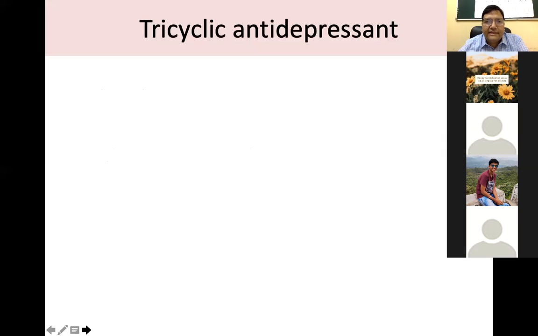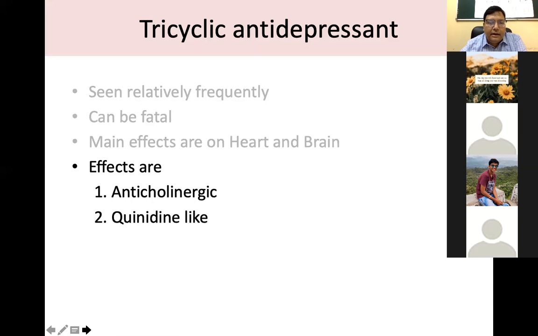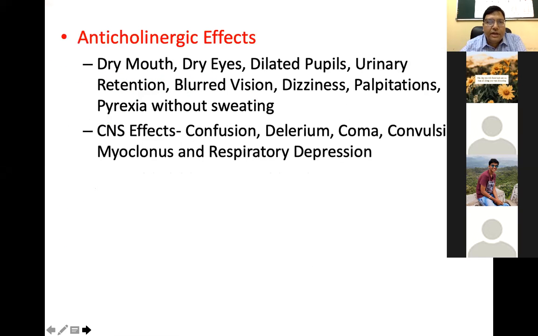The next drug is the tricyclic antidepressants. Tricyclic antidepressant poisoning is very common and it can be fatal. The main effect is on the heart and the brain. Because of the anticholinergic effect, it is going to affect our brain, and the quinidine-like effect produces the effect on the heart. So coming to the presentation, the anticholinergic effects will be dry mouth, dry eye, dilated pupil, urinary retention, blurred vision, dizziness, palpitation, etc.